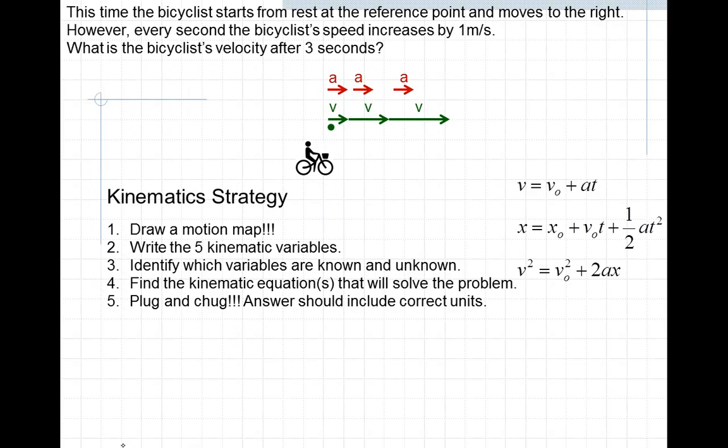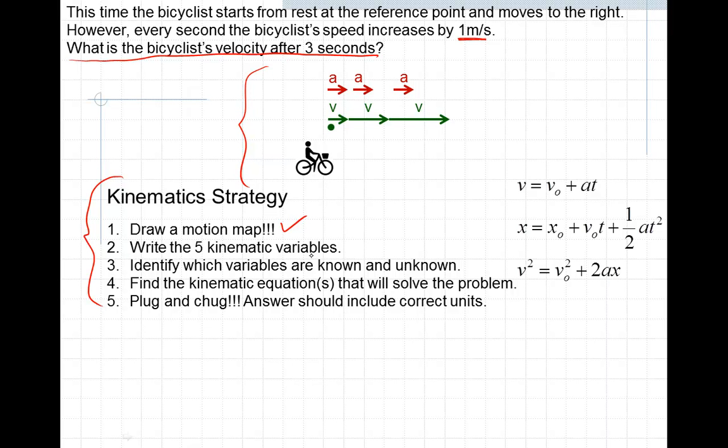Okay, so let's look at this exact same example where we're having this person starting from the reference point and her velocity increases by 1 meter per second. Let's say we want to find out what the bicyclist's velocity is after 3 seconds. Okay, so here we want to use what's called the kinematic strategy. The kinematic strategy means we draw the motion map. So there's a motion map up here. It's already drawn out for us.